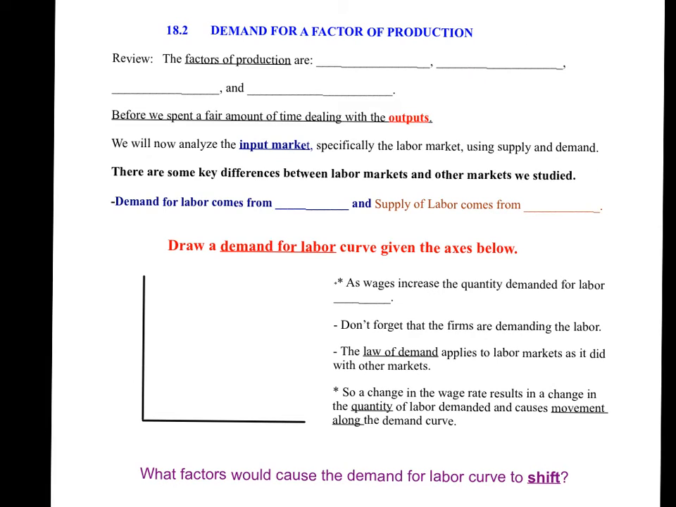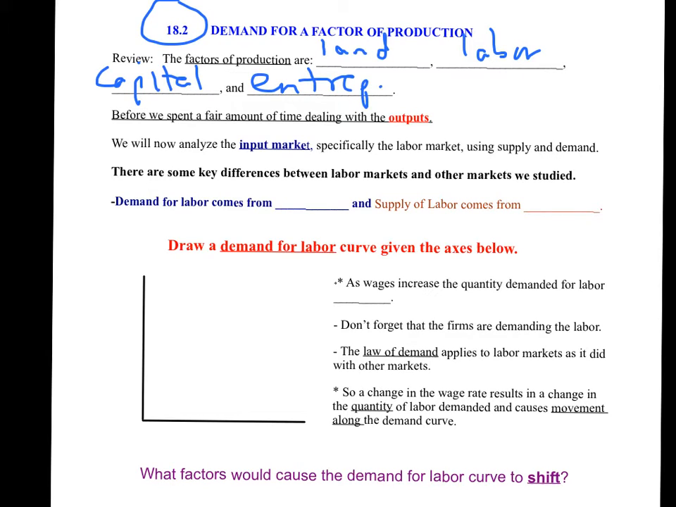So here we're going to look at section 8.2, the demand for factors of production. So we know the factors of production are the land, labor, capital, and entrepreneurship. So now we're going to more specifically look at the input markets. So these are to produce the goods, and we know, as just said, the demand for labor comes from the businesses. The businesses demand the labor, and the supply of labor comes from the individuals or the households.